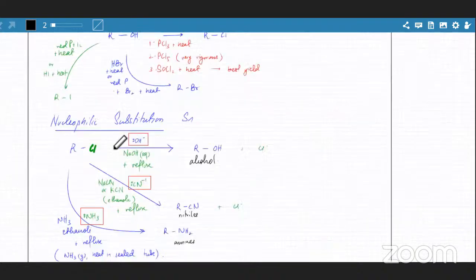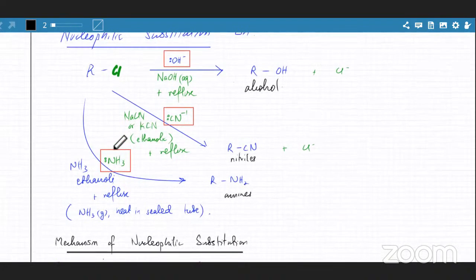And then you had your nucleophilic substitution reactions. If you have a halogenoalkane, the carbon is positive, so 3 nucleophiles can attack it. It's either OH minus, CN minus, or NH3. NH3 is neutral, but it has a lone pair. And every time the halogen would get substituted by these. CN minus was ethanolic KCN plus reflux, this one was NaOH aqueous and reflux, and this was NH3 ethanolic and reflux, or you heat it in a sealed tube.